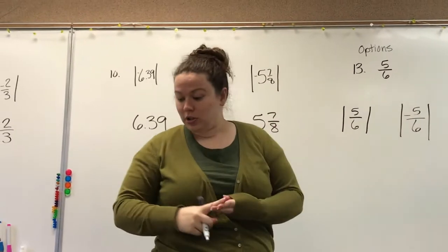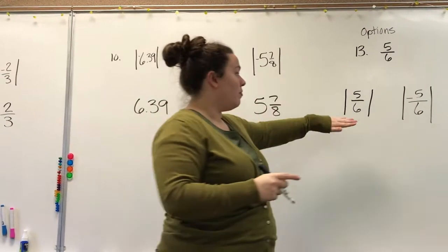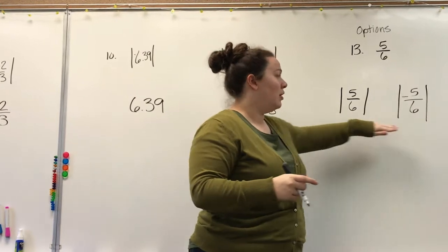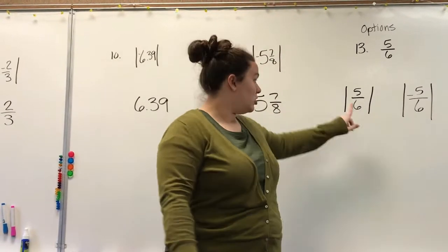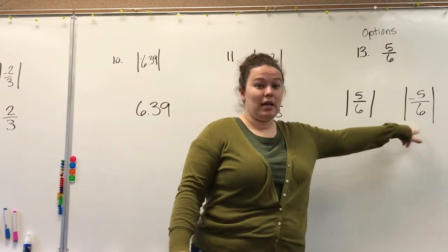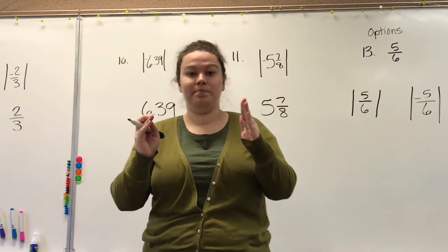So on 12, 13, 14, 15, and 16, 5 problems, I want you to give both answers in the bars of what it could be. One should be positive, one should be negative, and they should have the absolute value bars on either side.